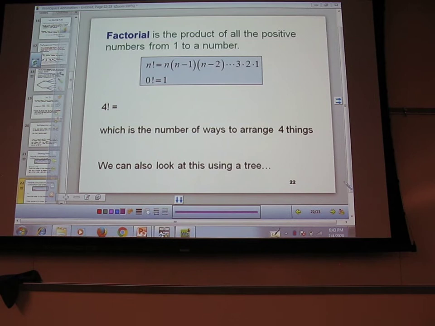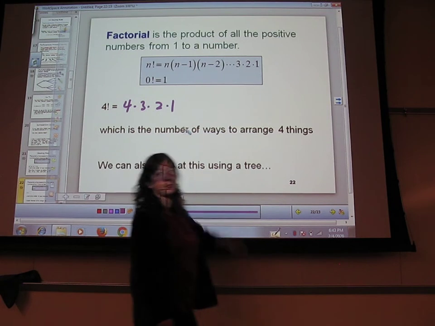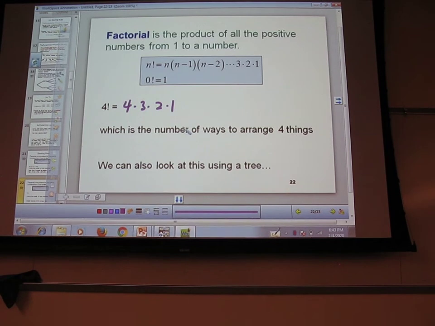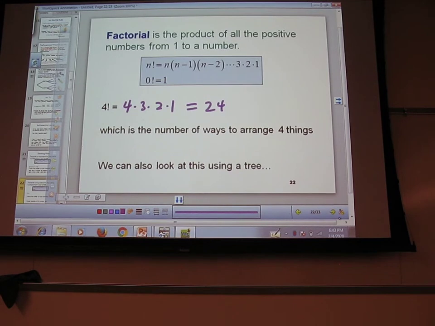Jacob, you ready? All right, Jacob, how do we do it? 4 factorial? Okay, you can be Jacob, that's fine. 4 times 3 times 2 times 1. Right, so 4 factorial start with 4, multiply all the numbers down to 1. If I do that, 4 times 3 is 12, times 2 is 24, times 1 is 24, so that equals 24. That is the number of ways of arranging 4 items.